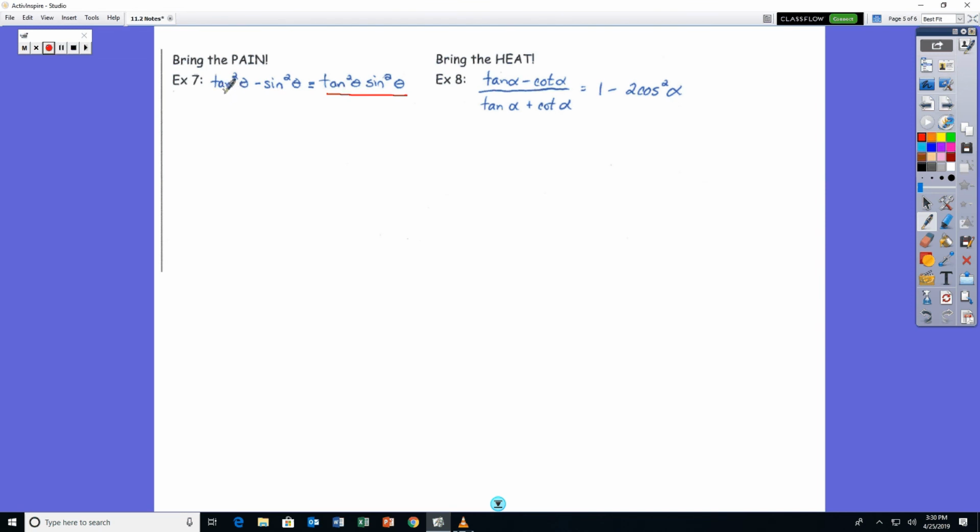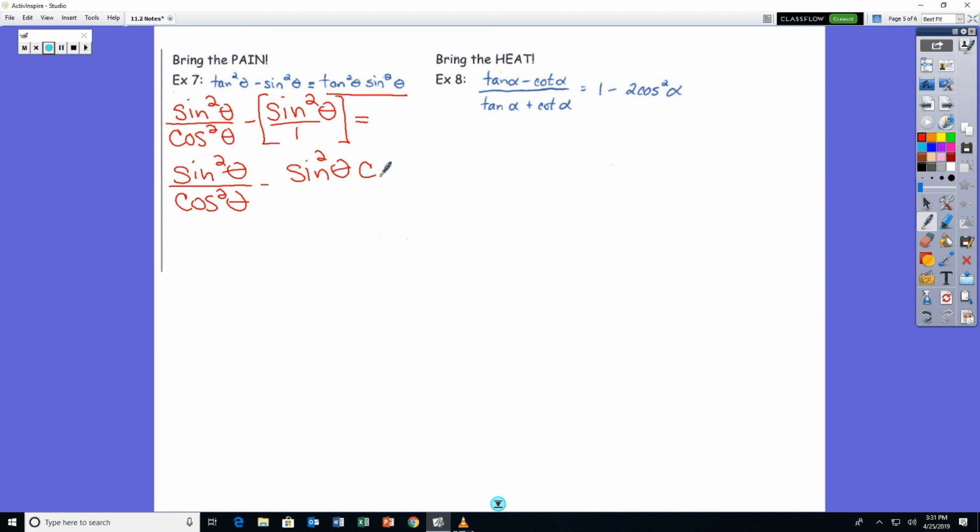So the first thing, tangent here, is going to be the same as sine squared theta over cosine squared theta minus keep sine squared theta as is. Here I have a denominator of 1, here I have a denominator of cosine squared, so I need to make this fraction the same by multiplying the top and the bottom by cosine squared, which gives us sine squared theta over cosine squared theta minus sine squared theta times cosine squared theta over cosine squared of theta.